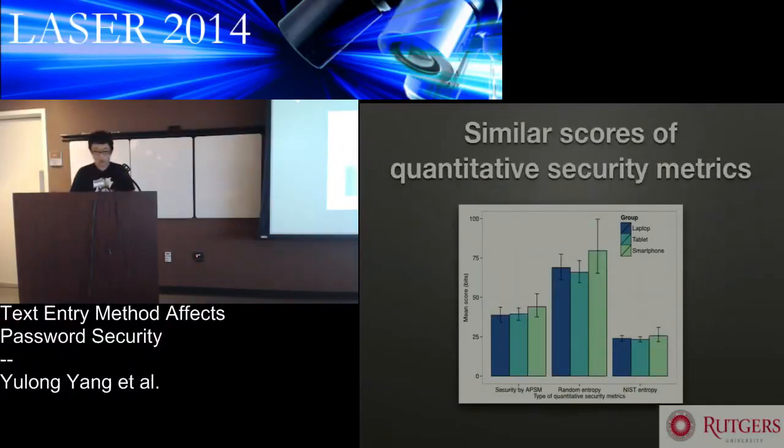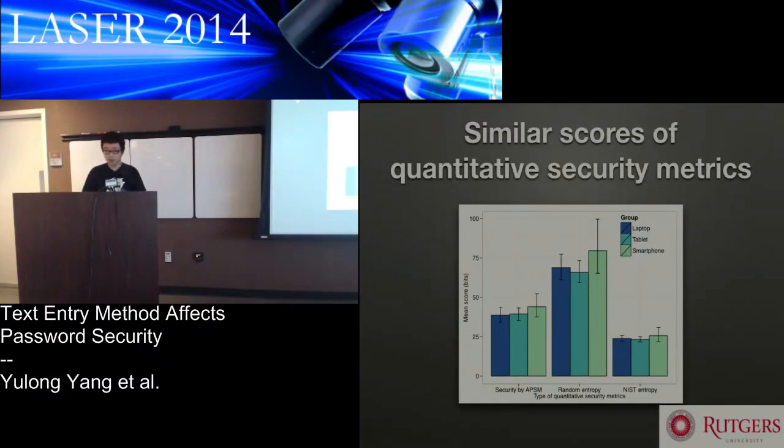All right. So now we look at the quantitative security metrics across the groups. From the graph, you see they are similar across the groups. And we performed again the one-way ANOVA test, and the test results showed there were no statistically significant differences across the groups. So this is actually different from what we thought.